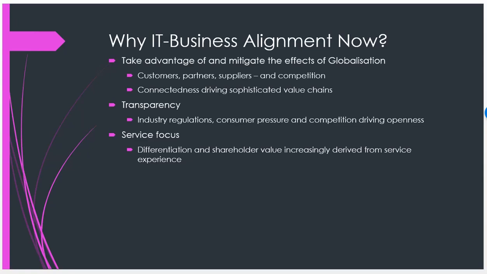So, in a nutshell, IT business alignment is about making sure that the IT strategy or the IT tools are contributing to the overall goals and objectives of the business. So if your business is focusing on profitability, you have to make sure that IT is also helping the business become profitable.